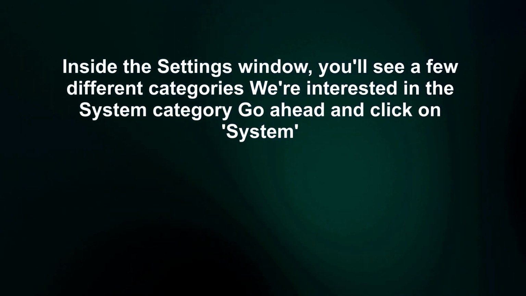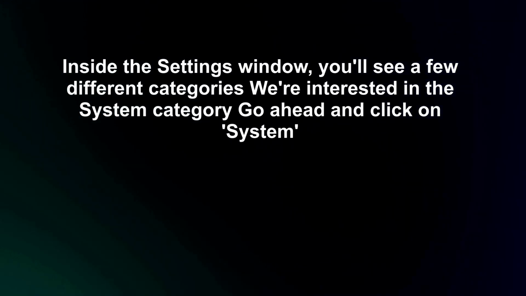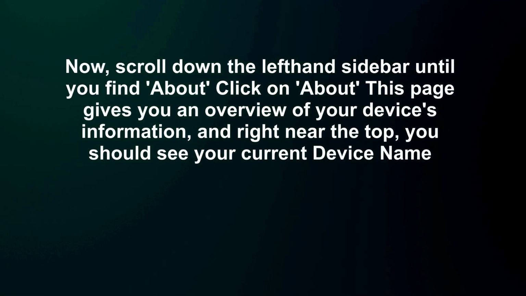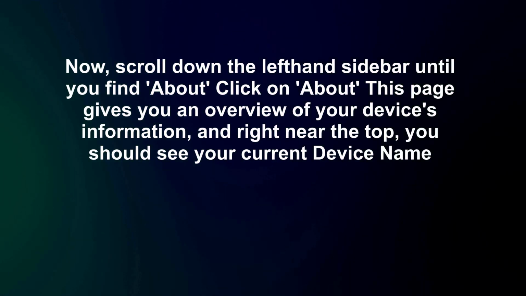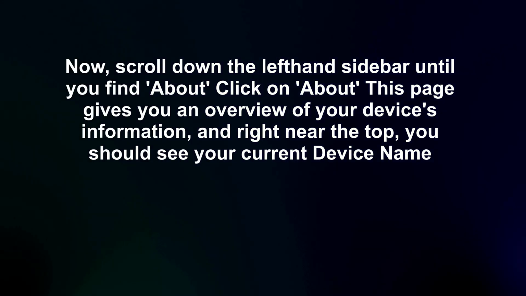Inside the settings window, you'll see a few different categories. We're interested in the system category. Go ahead and click on System. Now, scroll down the left-hand sidebar until you find About. Click on About. This page gives you an overview of your device's information.